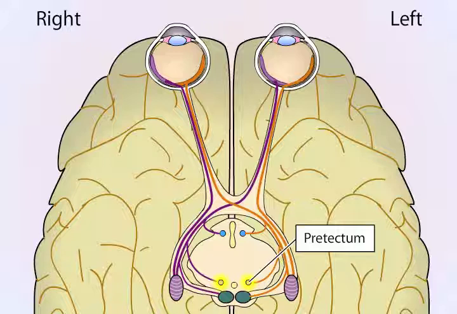This region is important as the coordinating center for the pupillary light reflex, that is, the reduction in the diameter of the pupil that occurs when sufficient light falls on the retina.